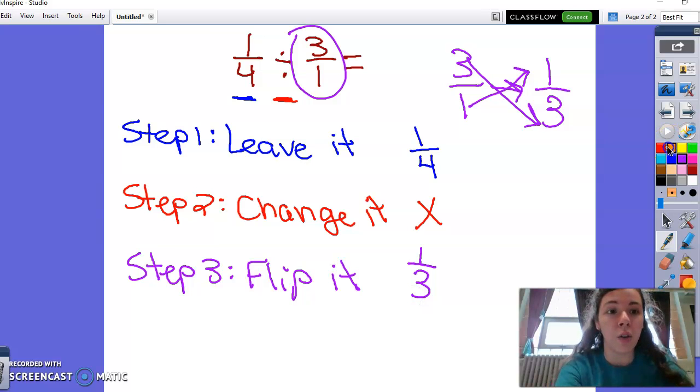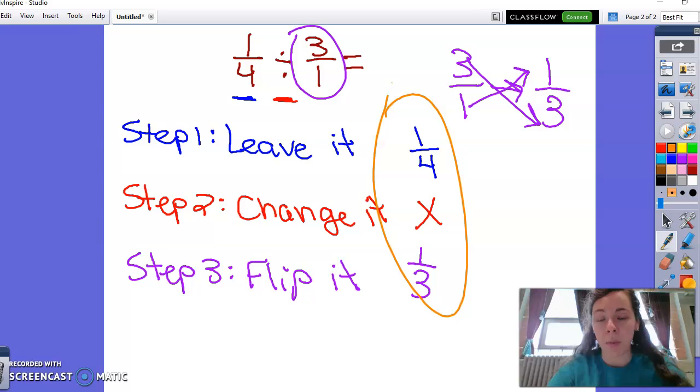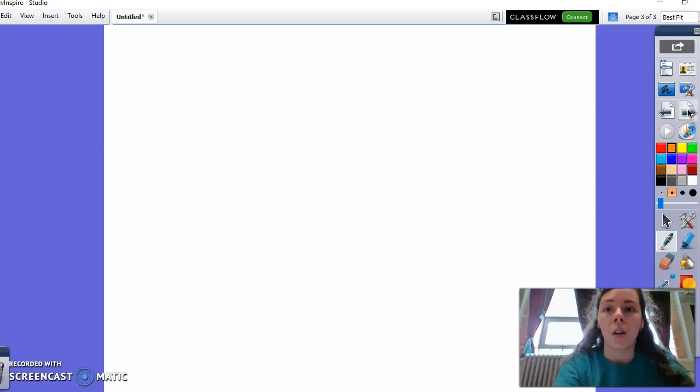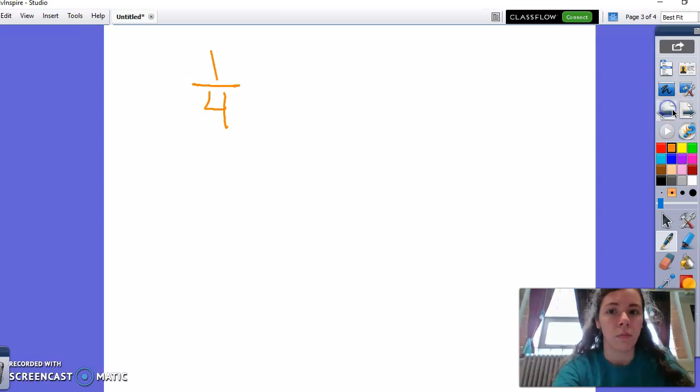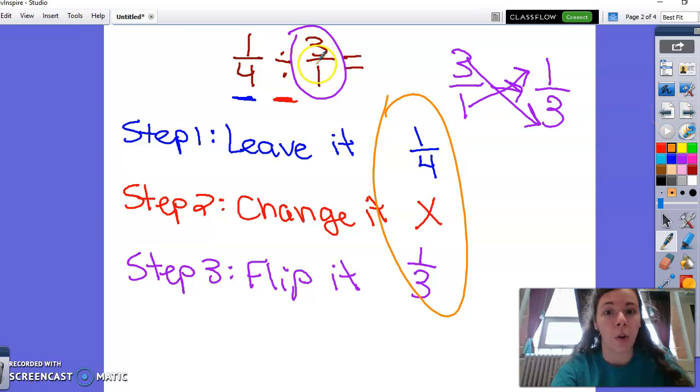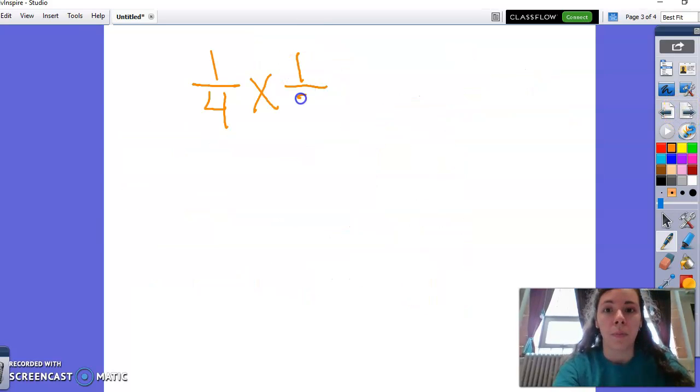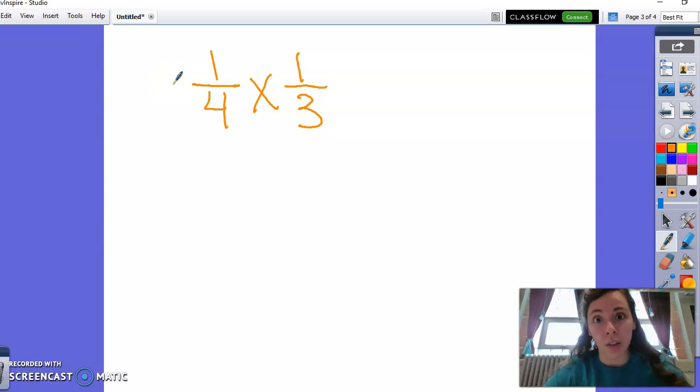Now that I have my new parts of the problem here, I'm going to rewrite and then we can solve. 1/4 times, and if we go back and look again, it's not 3/1 anymore. We flipped it. Now it's 1/3. And now we have something that we know how to do. We can just multiply straight across and simplify if we need to. So let's go ahead and do that real quick.